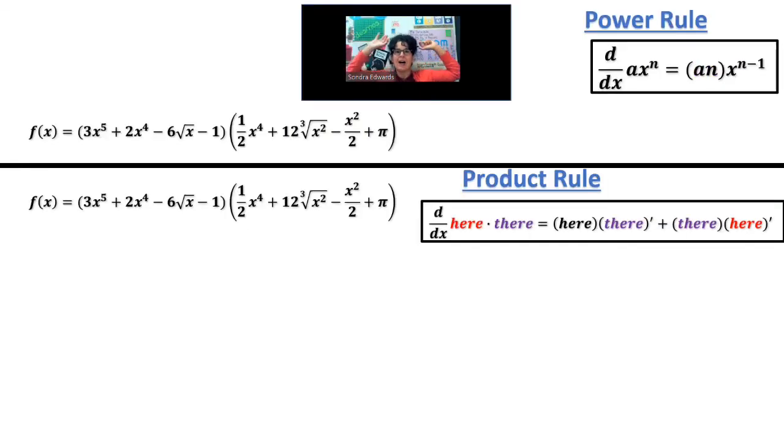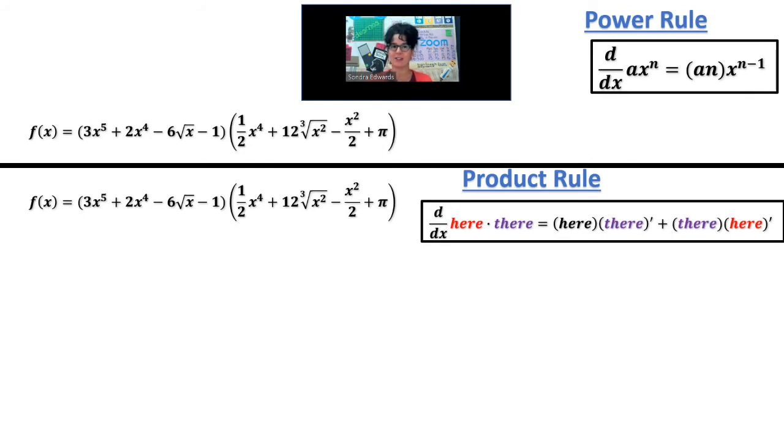Woohoo! Our last example. Okay, so we've got this function, and we have all that ugly stuff multiplied by all that ugly stuff. But main thing we see is two things multiplied together, and they both have an x in it. So we're going to go with the product rule.